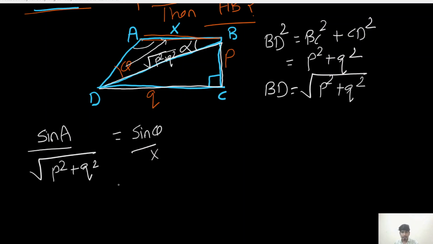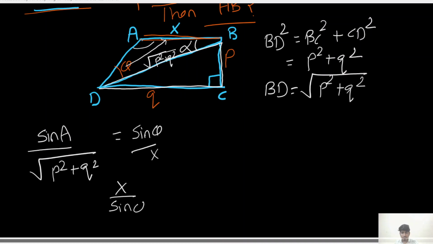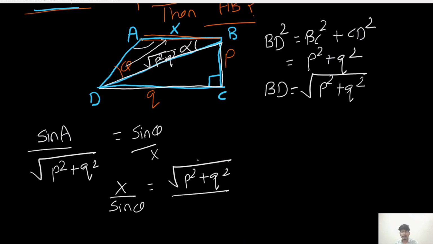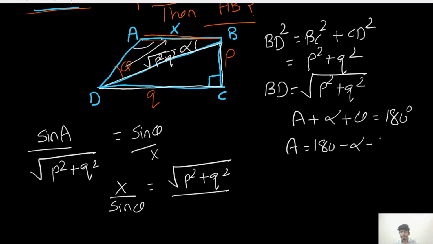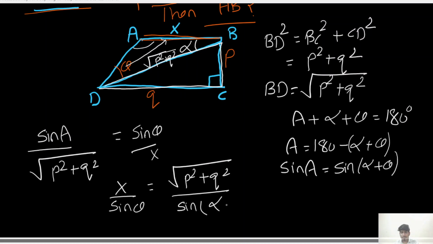Then X upon sine theta is under the root of P square plus Q square. And see students, this is angle A, this is alpha, and this is theta. Then A plus alpha plus theta is 180, so A is 180 minus alpha plus theta. Then sine A is sine of 180 minus alpha plus theta, which is equal to sine of alpha plus theta.